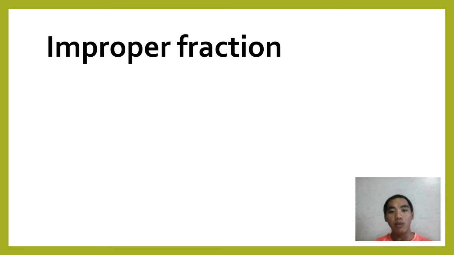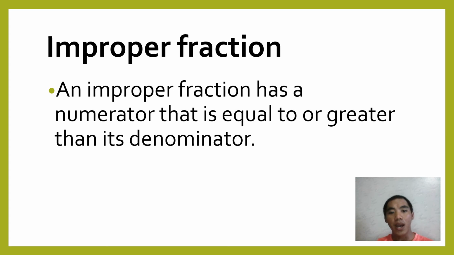Okay, the next type of fraction is the improper fraction. An improper fraction has a numerator that is equal to or greater than its denominator. Okay, I'll read it again. An improper fraction has a numerator that is equal to or greater than its denominator.